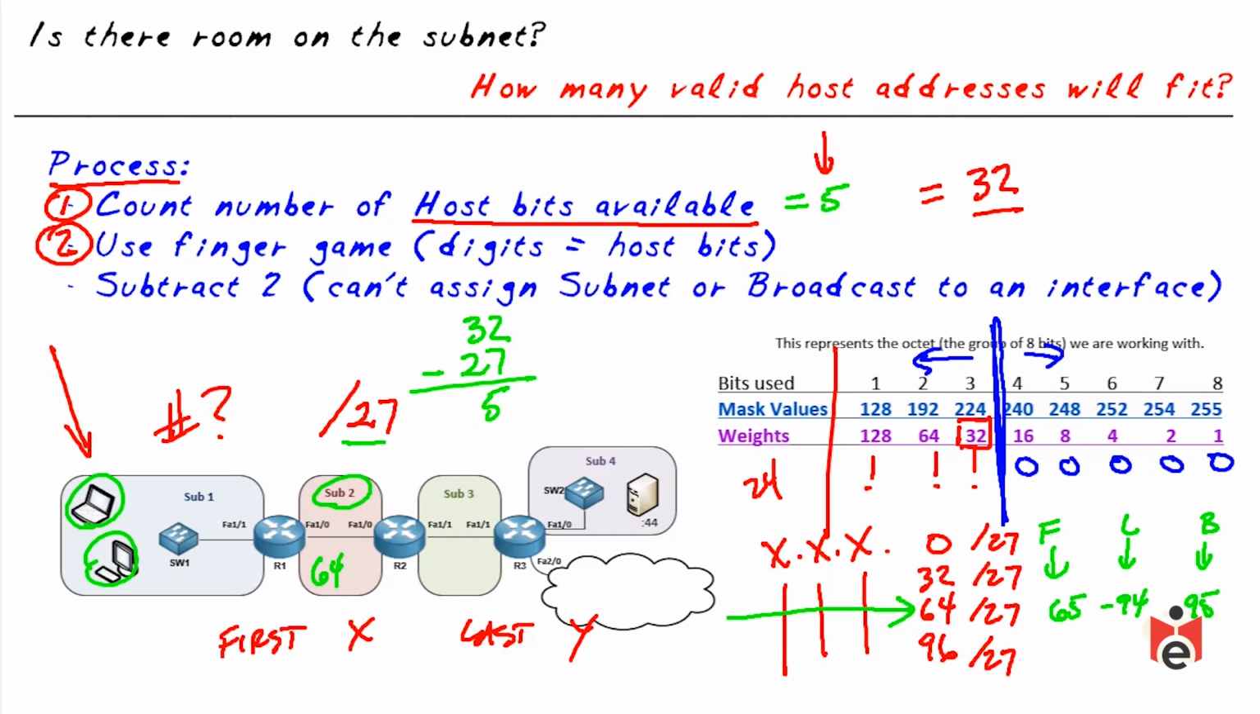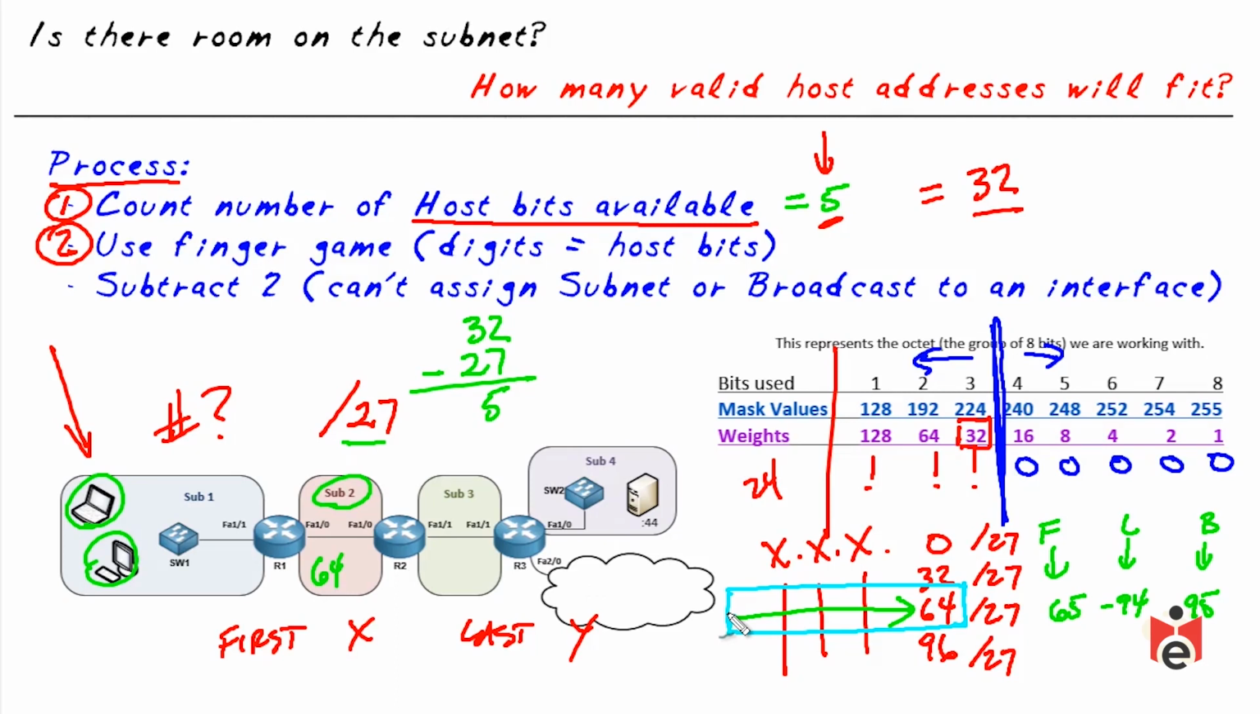So the reason I point that out is that this 32 is all the possible combinations we can get with 5 bits. However, we cannot, I repeat, we cannot assign the actual subnet address to a host interface like a router interface or a printer or a PC. It won't allow it. It'll say, hey, this is the actual subnet. There's no bits that are on in the host portion.